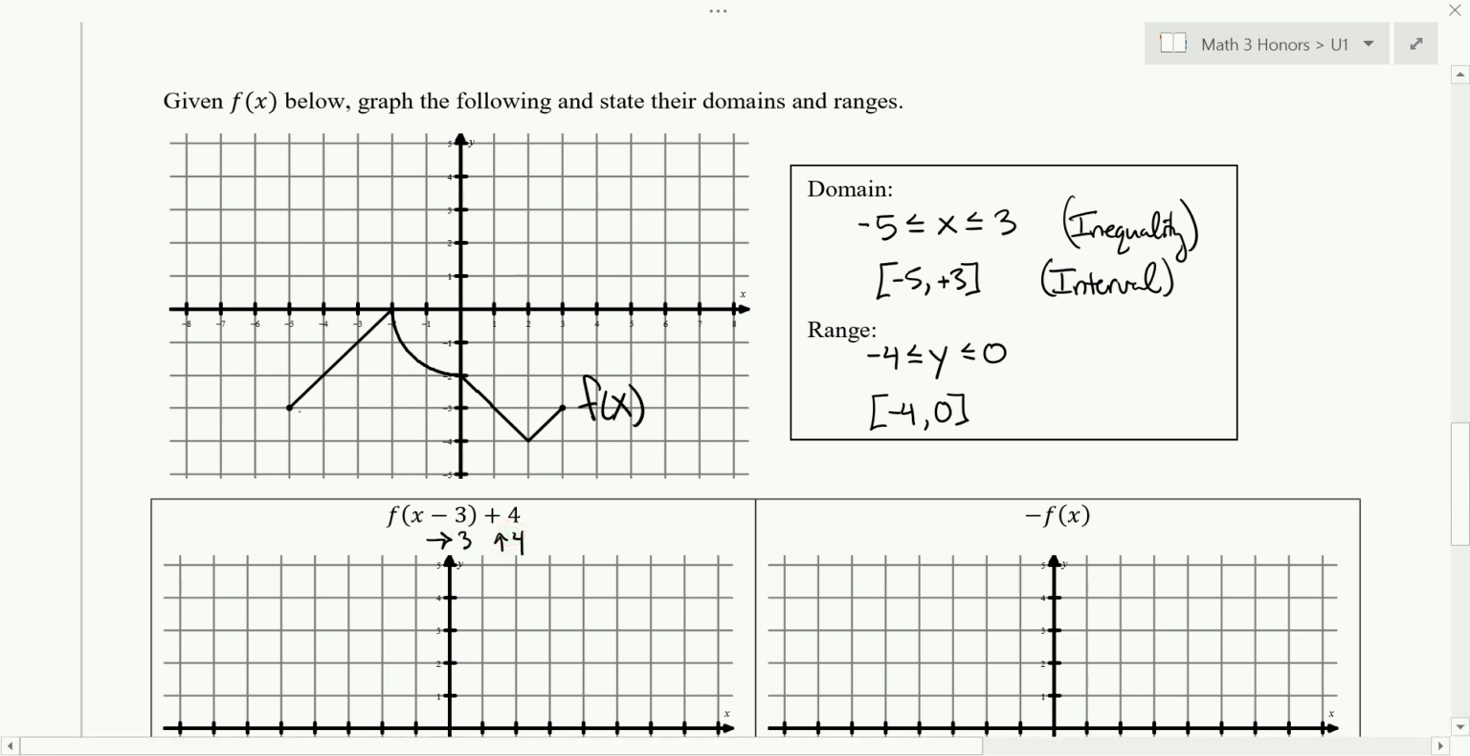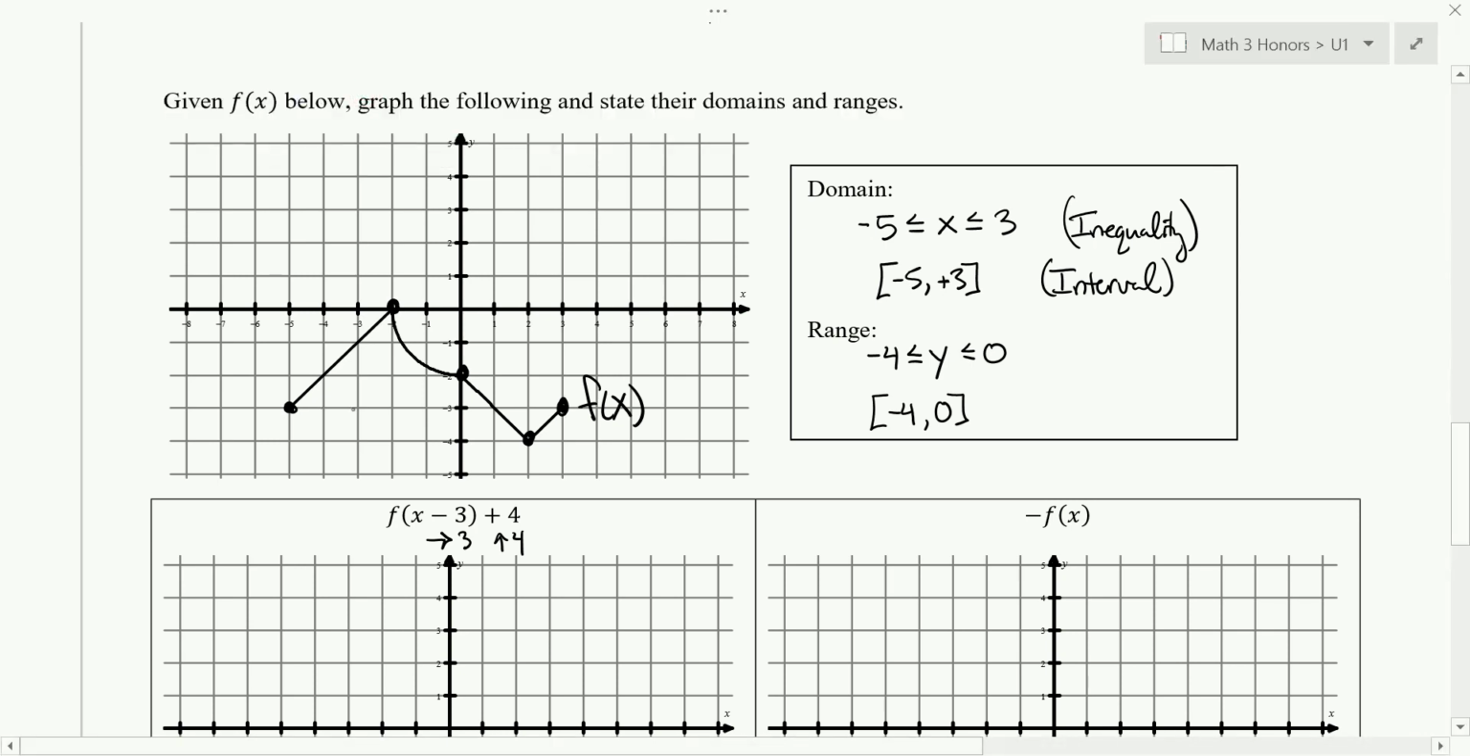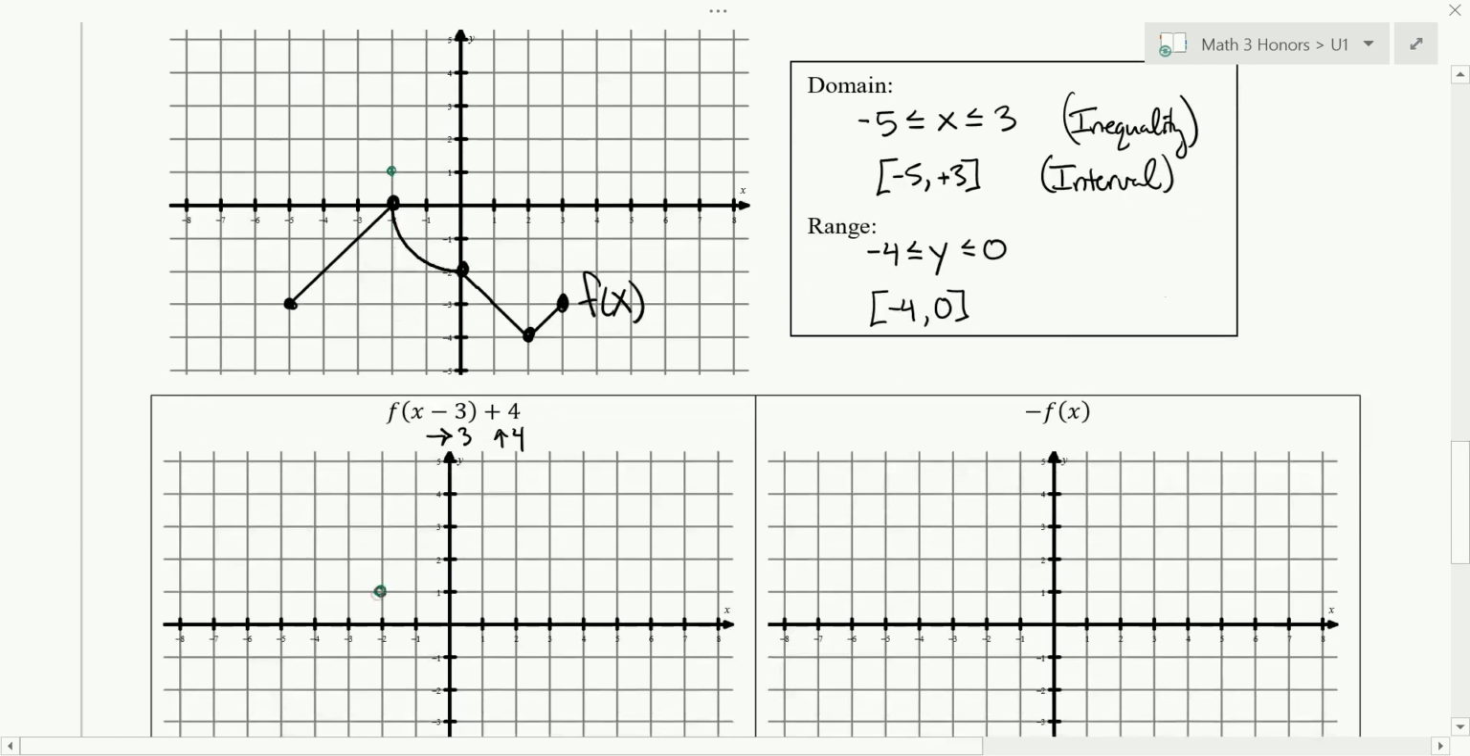When you translate something, you're really just translating the key points. And so I'm emphasizing the key points here, and you just do one point at a time. So this point right here, I'm going to move right 3, up 4, and find out where that point would be and put it down here. If I move right 3, up 4 here, 1, 2, 3, up 1, 2, 3, 4, that puts me at negative 2, 1. So in this graph down here at negative 2, 1, I'll put my first point.